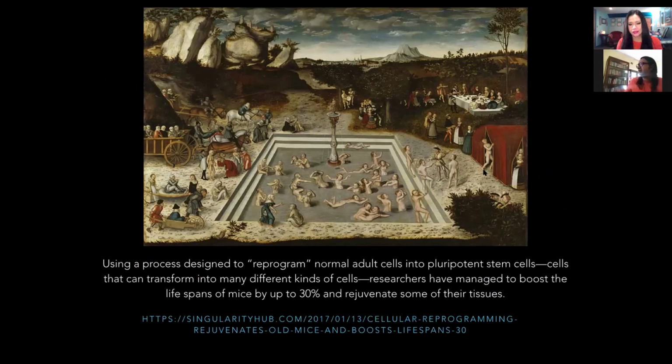Now, what is interesting is that there's very interesting research going on in which they use a process to reprogram normal adult cells into stem cells. And these stem cells can transform themselves into many different kinds of cells. Researchers were actually able to boost the lifespans of mice by 30% when they rejuvenate some of these tissues using stem cells. So I've seen, again, Sun is incredibly connected with stem cells, this constitution, right? So it's very natural that vitality can actually be linked with stem cells also, eventually.